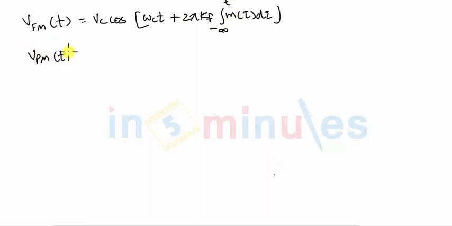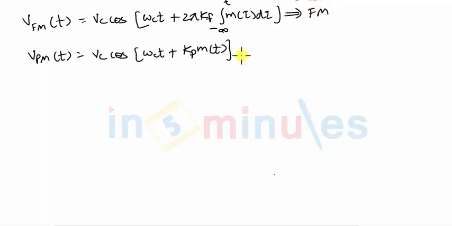And PM signal was equal to Vc cos omega ct plus the phase is directly proportional to modulating signal. So in place of phase expression, we simply write kp m of t. So these are the standard expressions of FM and PM signals. Very important, because whatever analysis we do with FM and PM signals will be first starting with this expression. For example, we'll be soon deriving the frequency spectrum of FM signal so that we can find out its bandwidth. And to derive the frequency spectrum of FM signal, we will start with this expression.